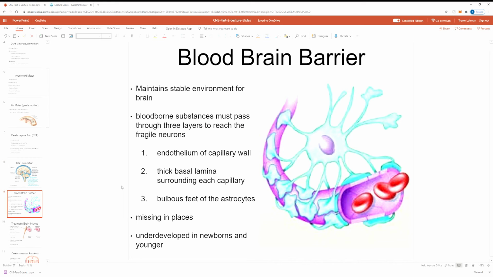Okay, so we've already talked about this a bit, but I do want to address again the blood-brain barrier. It maintains a stable environment for neurons, for cell bodies.